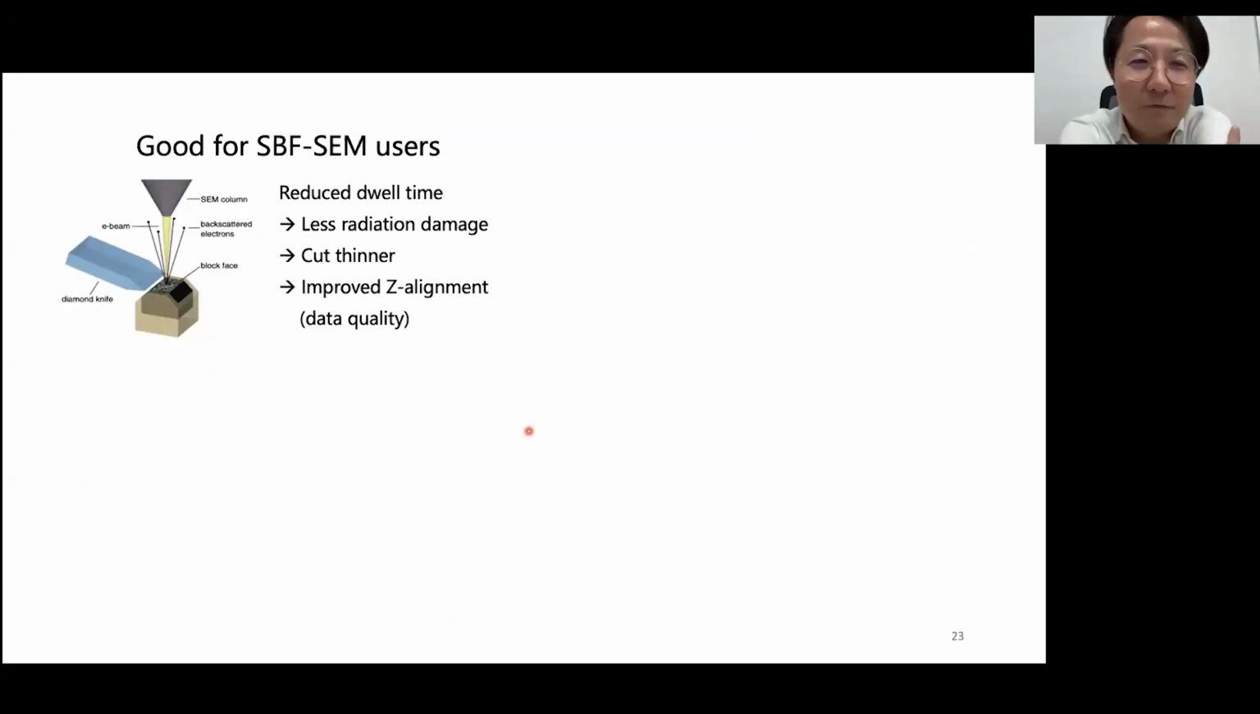Okay, it's also very good for the serial block-face users, because if you can image faster, you can not only reduce the dwell time, you can also reduce the radiation damage. That means you can cut the sample with the diamond knife even thinner. So then you can improve the Z alignment. Then again, data quality will be improved.